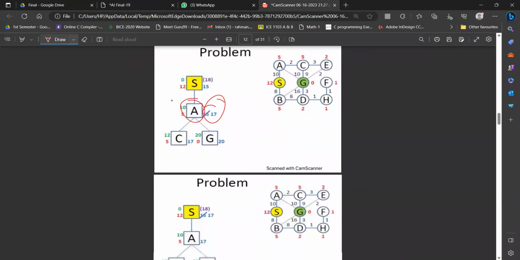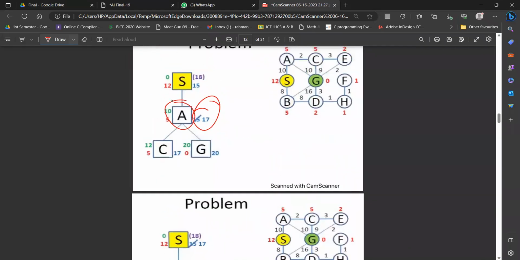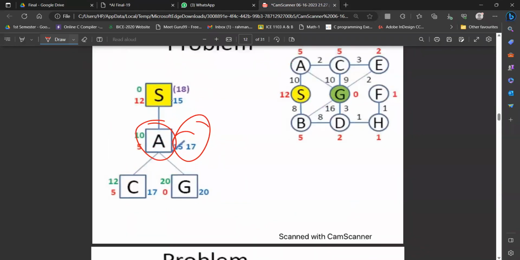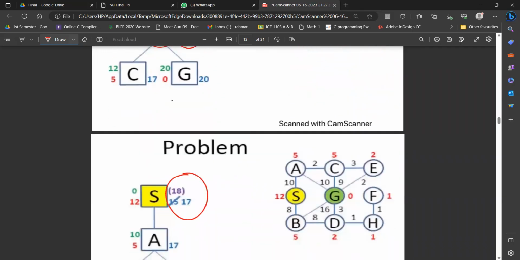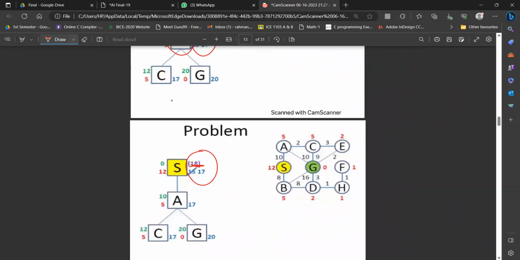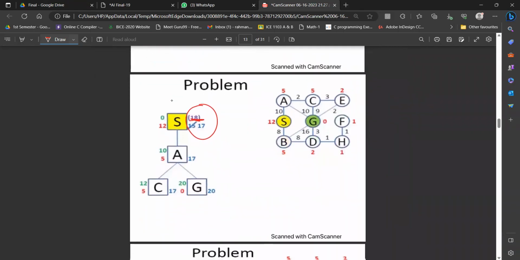And now since the only child left for S is 17, which comes from A, we update this 15 with 17, and that's where you get this from. But it still remembers 18, the one which has been deleted, okay? Now this is how it looks.